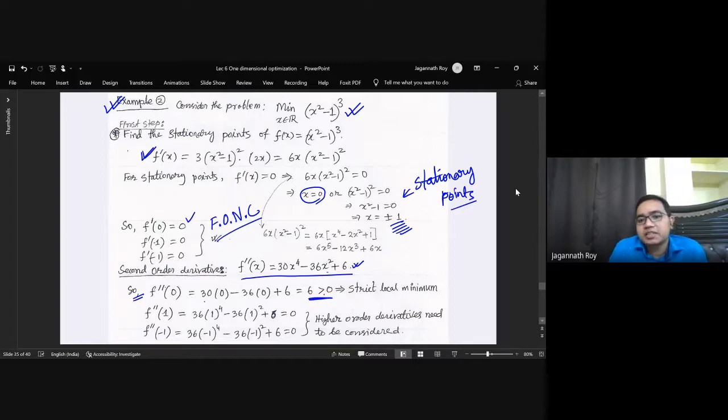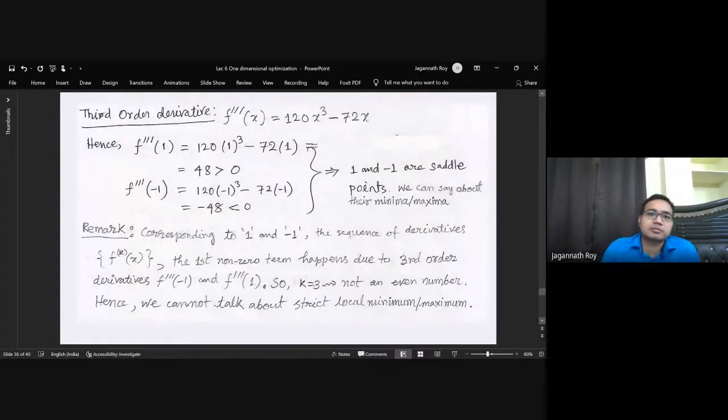we can call it a minimum point. But here these values are actually equal to 0, so nothing can be concluded based on this information. So we need higher order derivatives. So let us compute them.